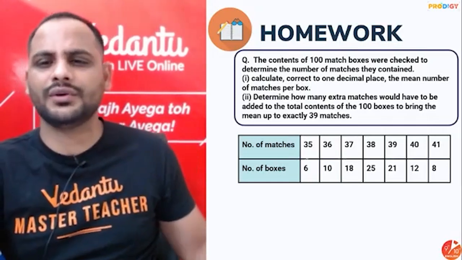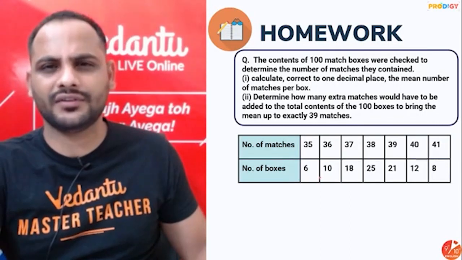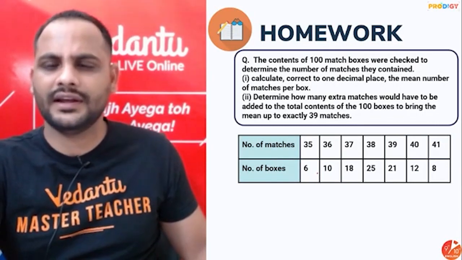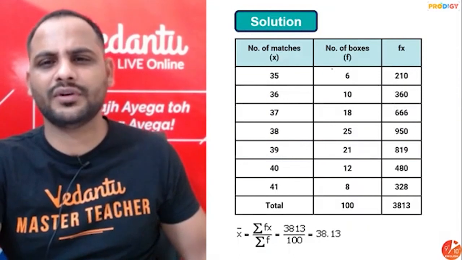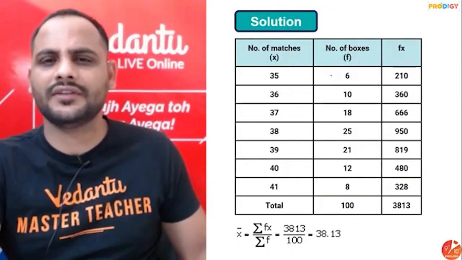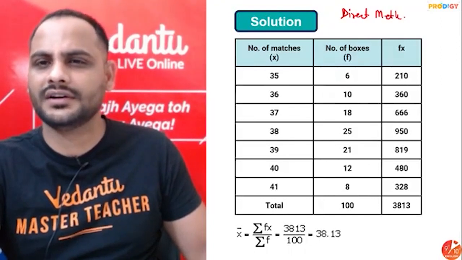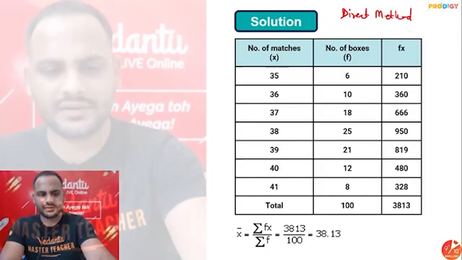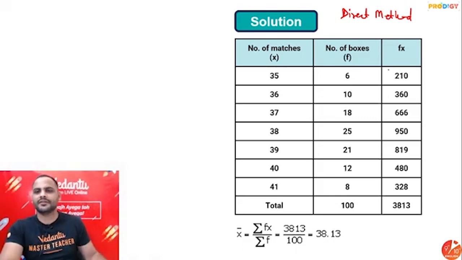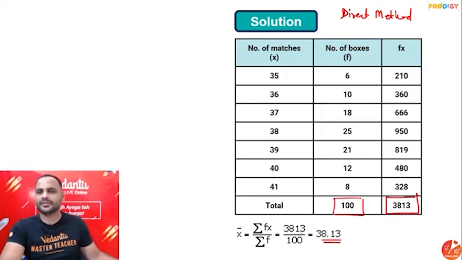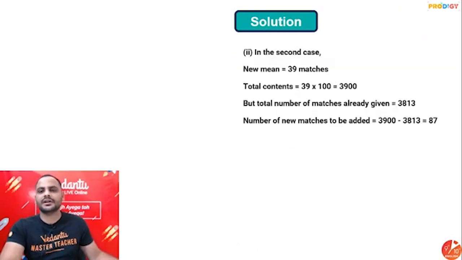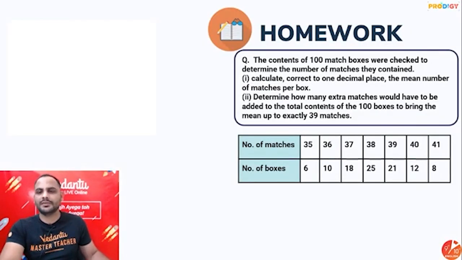So obviously, you can go with any method. You can go with the direct method also, or the assumed mean method also. I'll just show you the calculation here because it's the same thing repeated. Here we are using the direct method. The x values are there, the f values are there, multiply them and add all of them. This is your total sum. Your total frequency is 100, divide them, and you get 38.13. This is your mean.